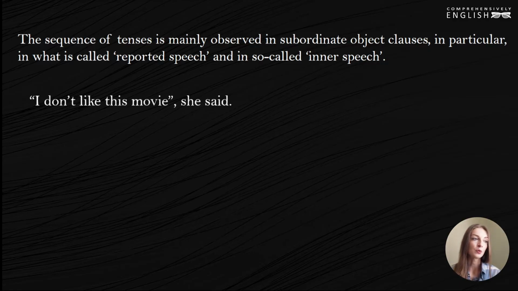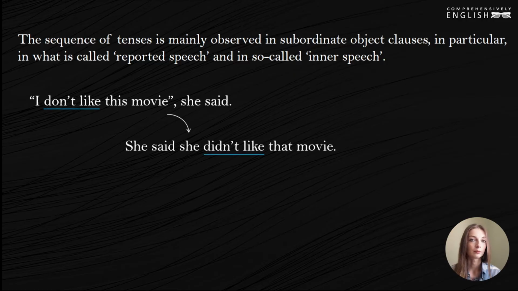I don't like this movie, she said. She said she didn't like that movie. We reported her words, and that's what we got. Don't like is transformed into didn't like, and this movie into that movie. This is an example of reported speech.